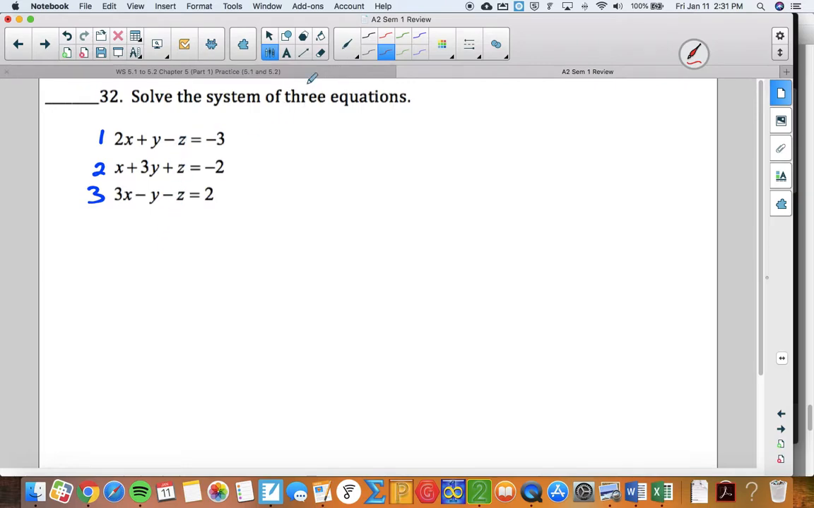And so z here I can have a -z and a positive z. So 1 and 2 could combine. Those two equations could combine to have no z's in them. And then I could use 2 and 3. And the z's will cancel out here when I combine. So let's go 1 and 2.